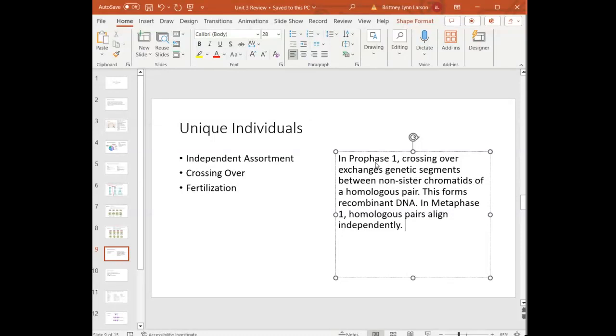I'm going to get different combinations, but maybe think about it as if they have a partner and they have to line up with that partner. It doesn't matter whether the partner is on the left or the right hand line. They just have to be next to each other. Doesn't matter which order they line up in. That is independent assortment. So these 2 prepare the 4 unique gametes, okay?